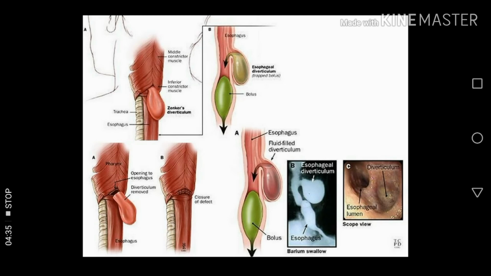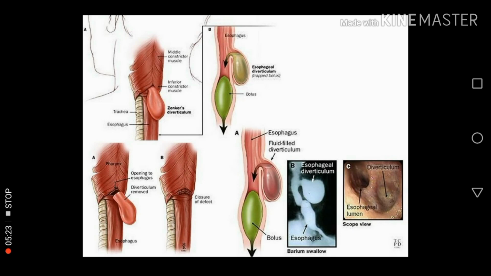On the left hand side in figure B, the esophagus in the middle has a diverticulum known as esophageal diverticulum that will also present with trapped bolus. This esophageal diverticulum can be seen in a barium swallow in the form of an outpocketing, very clear, and if an endoscopy is done, it shows two mouths to one canal, which can only be present in case there is one outpocketing and one normal lumen of esophagus.